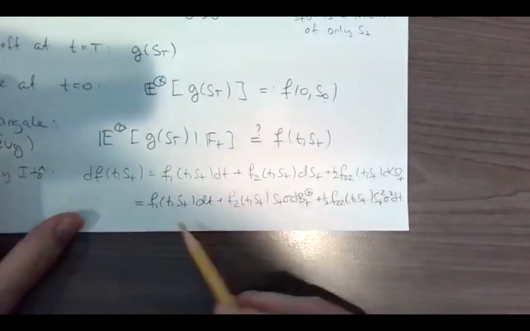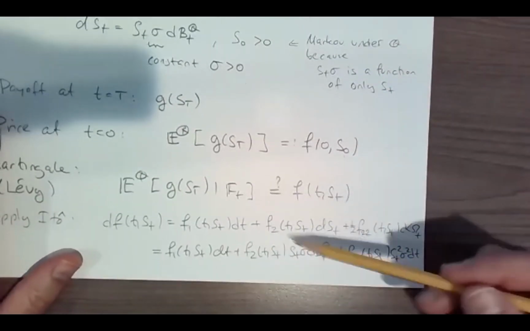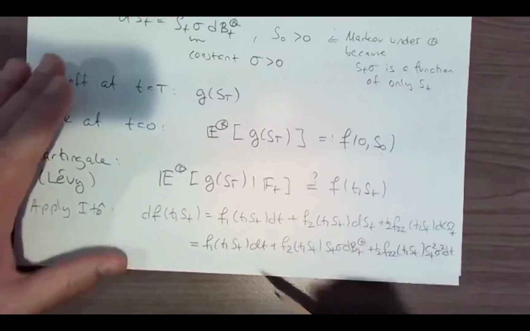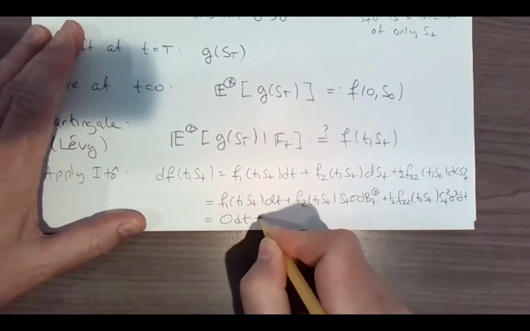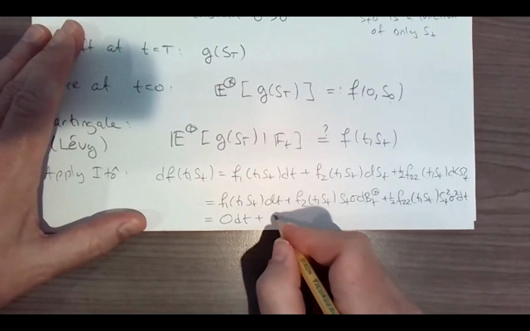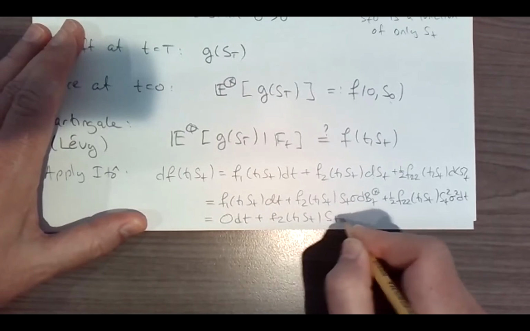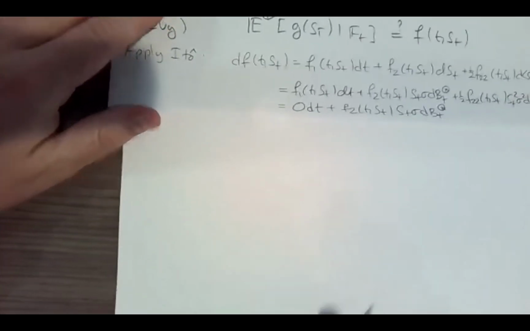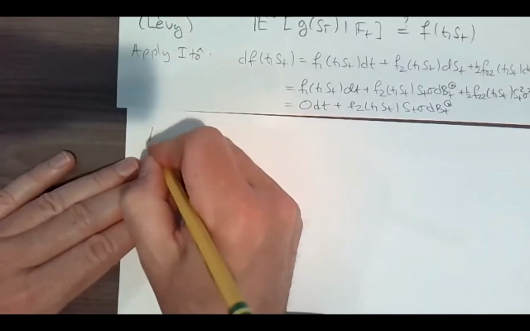Right, so this comes out from Ito. We needed to know what the Markov structure was. Then we apply Ito. Then it comes time to use the martingale property. If this is a martingale, I know that there's 0 dt plus just the martingale part. This is F2 t, S_t, S_t sigma dB_t^Q. Okay, so for that equality sign to hold, what you need is no drift.